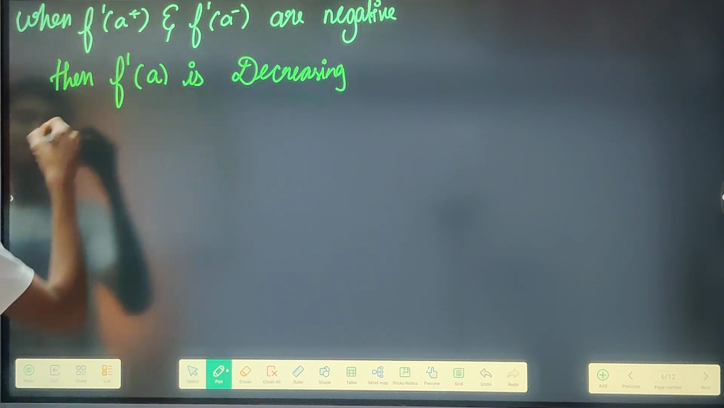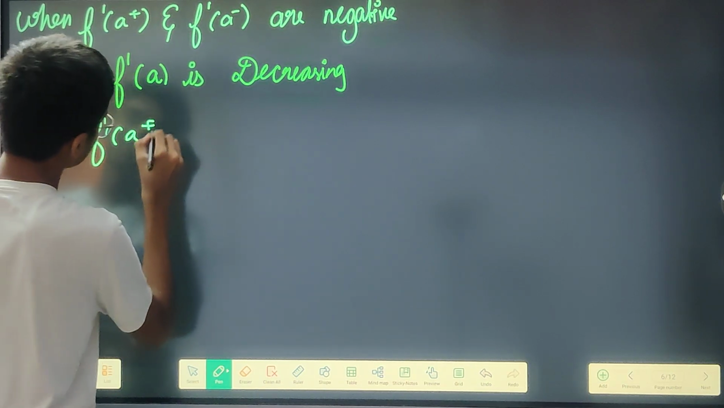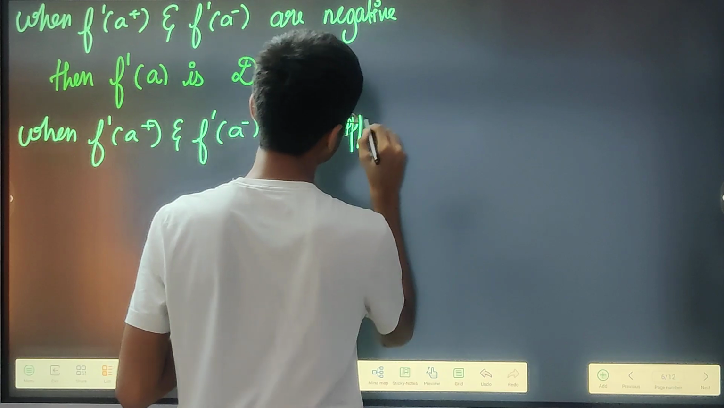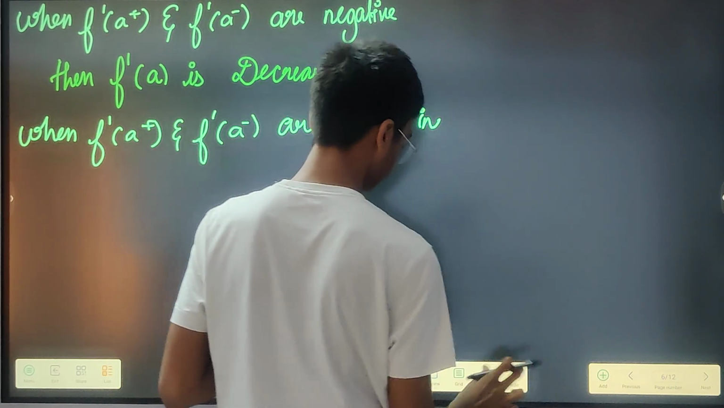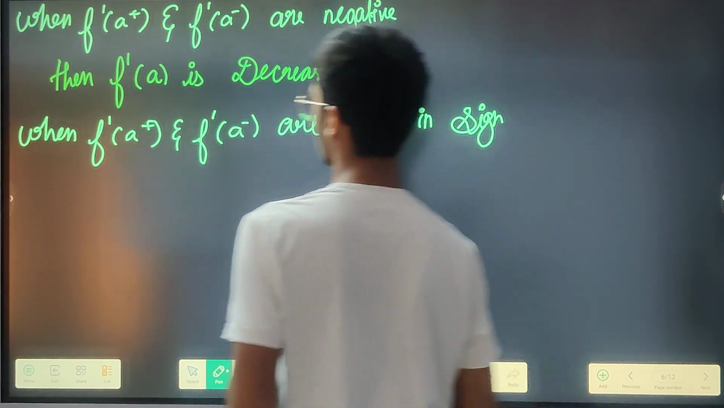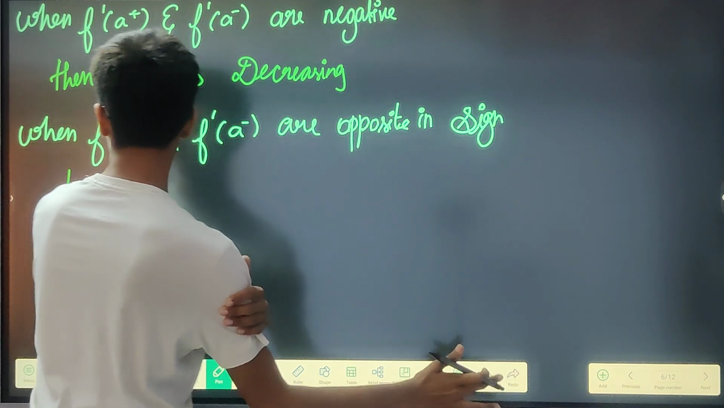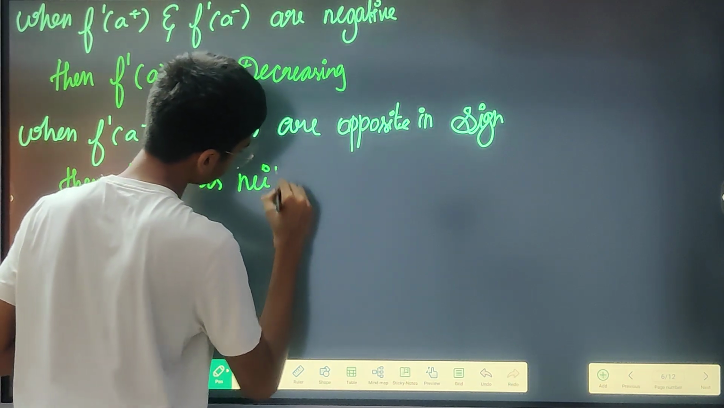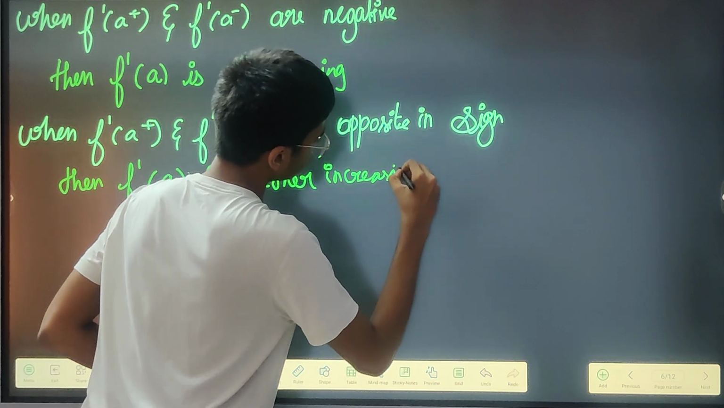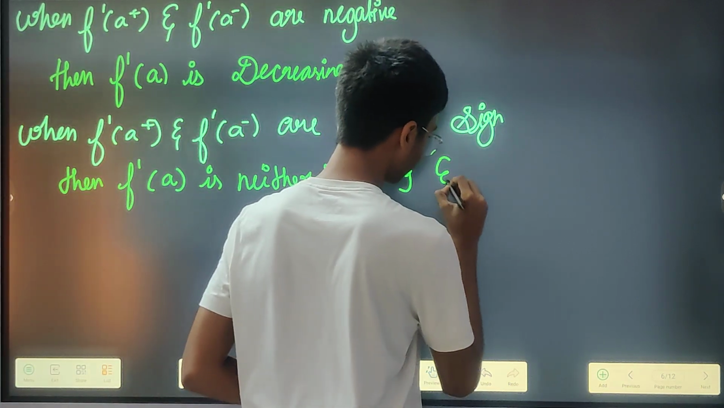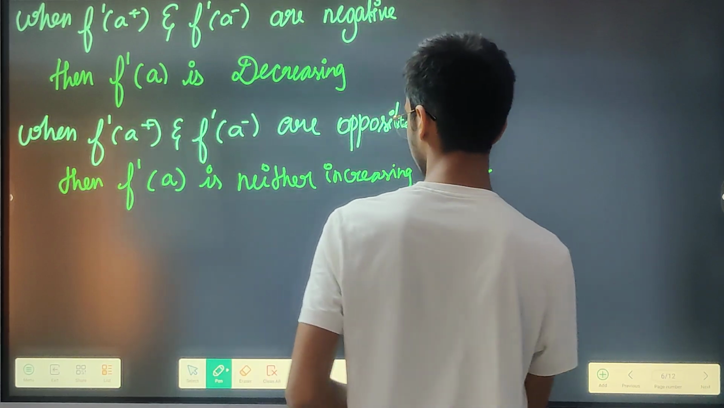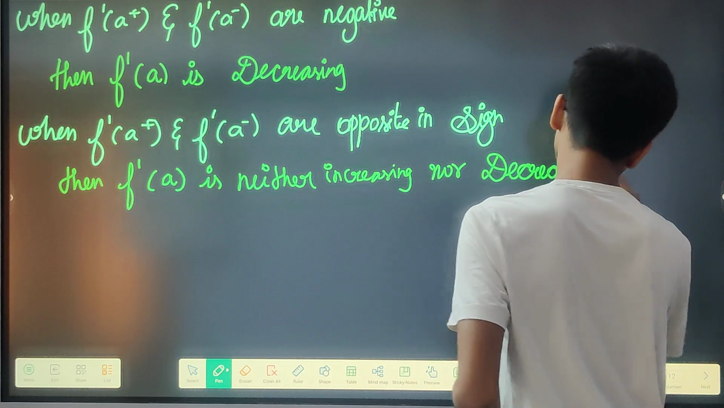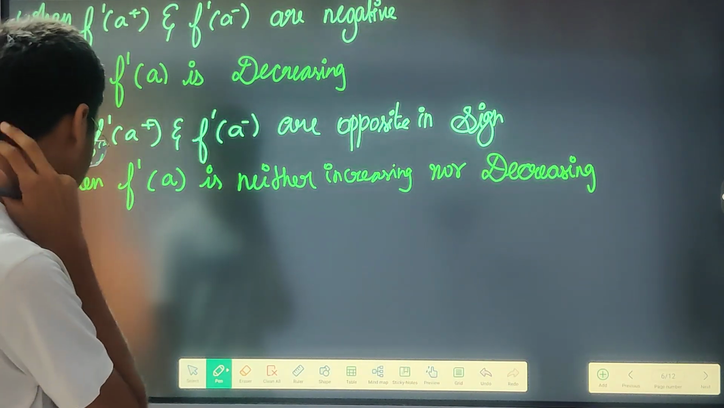Now when these two, f dash A plus and f dash A minus, are opposite in sign, then f dash of A is neither increasing nor decreasing. Okay, so this is your example.